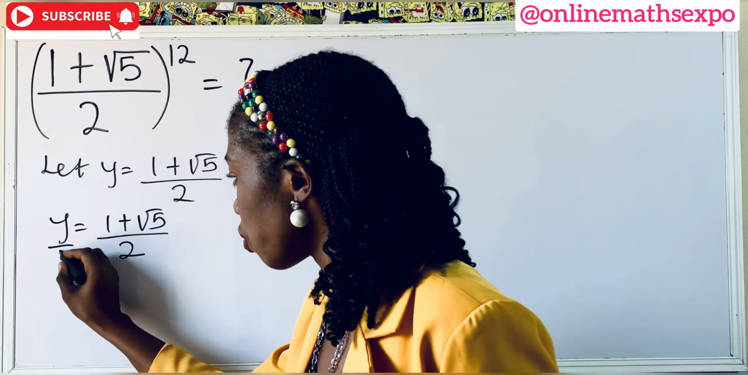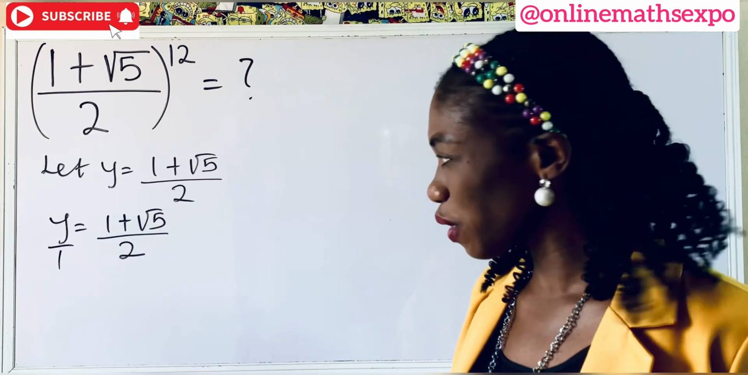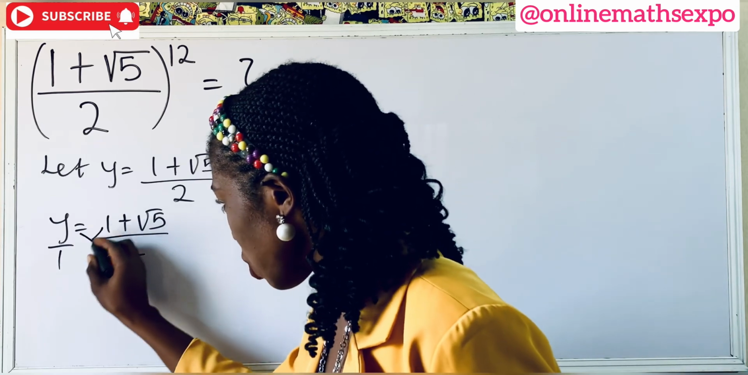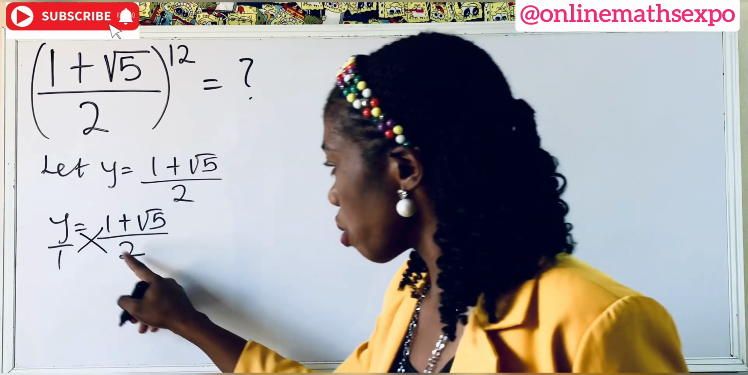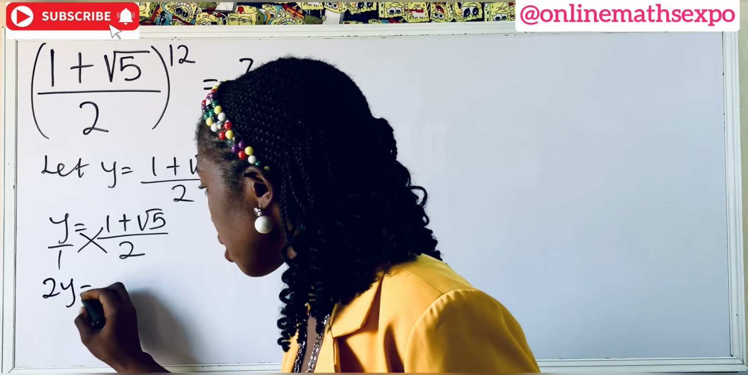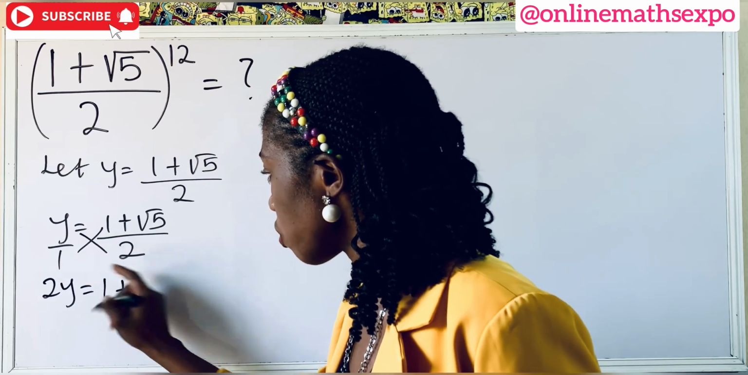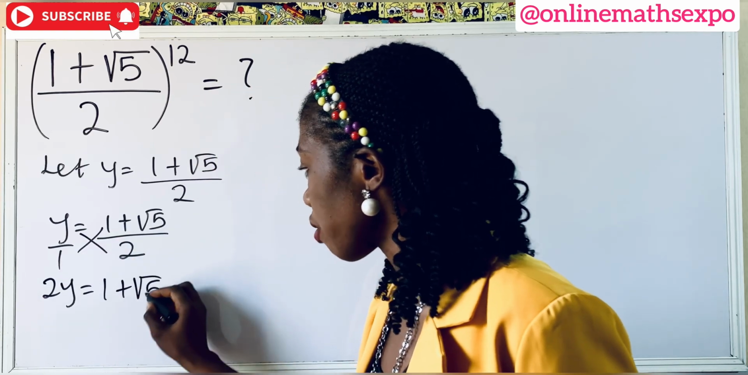We can make this to be over 1. So what do we do now? We are free to cross multiply. Okay, 2 we multiply y to give us 2y. 1 multiplies 1 is 1. 1 multiplies root 5 is root 5.